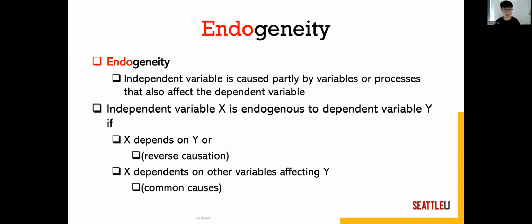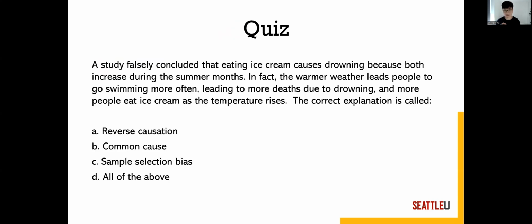Let's use two quick questions to understand these situations. The first question: a study forcefully concluded that eating ice cream causes drowning because both increase during the summer months. In fact, the warm weather leads people to go swimming more often, leading to more deaths due to drowning, and the more people eat ice cream as temperature rises. It's common sense, right?